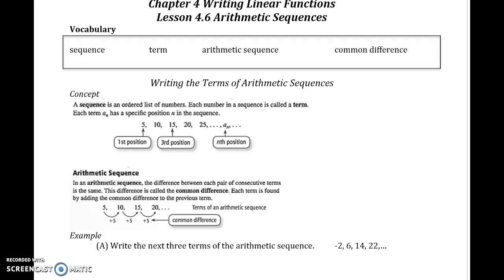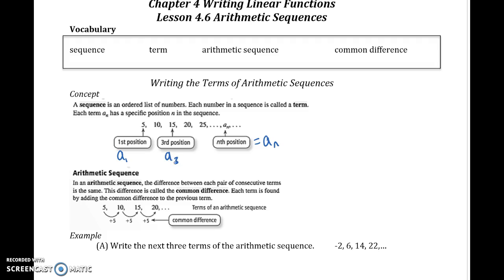And each term, which is each number, has a position. So if you look at this example right here, we have a first position, second position, third position, and it's going to go on and on forever to the nth position. And then we use a as the notation, the variable for the term, and the subscript tells us what position this is. So the nth position we represent as a sub n. For example, the first position is a sub 1, the third position would be a sub 3.